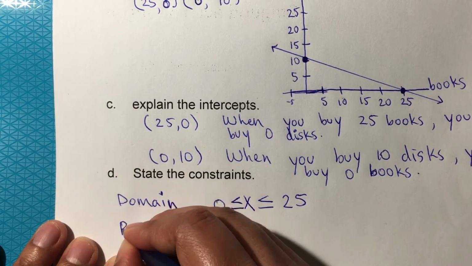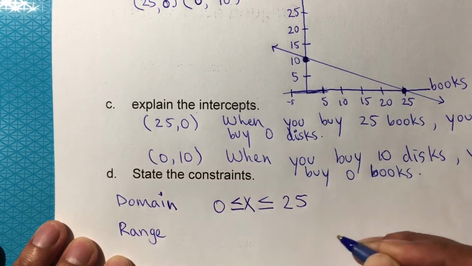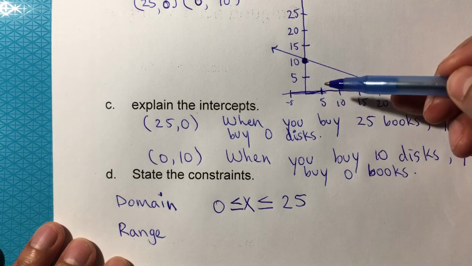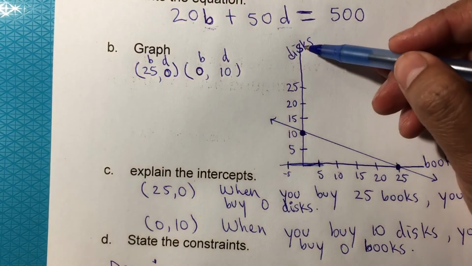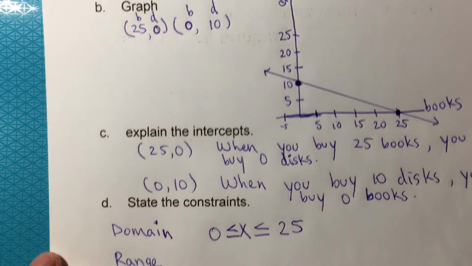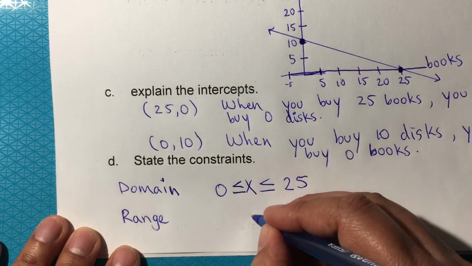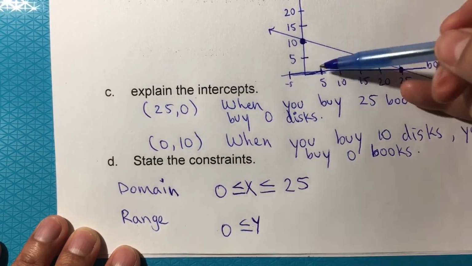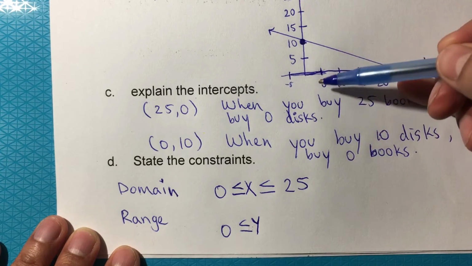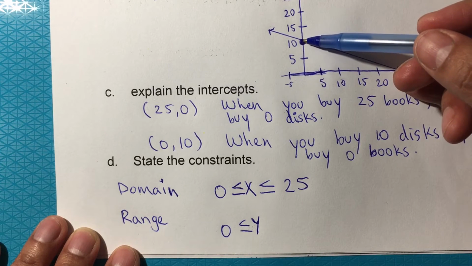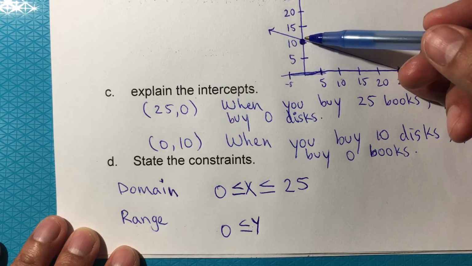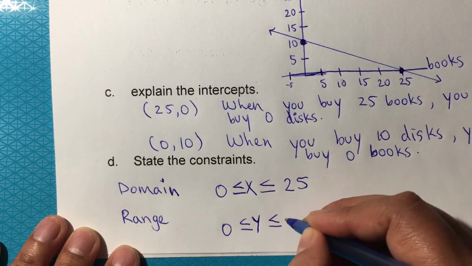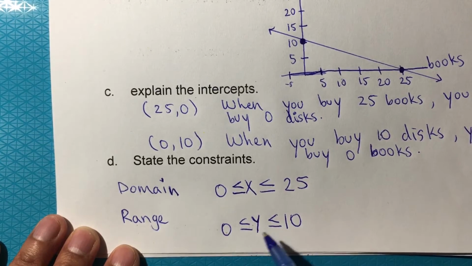For the range, the same thing. The range in this case is the number of discs that I can buy. So my y will be greater than or equal to 0, the same thing. You cannot have negative discs, but the maximum number of discs that I can buy is 10. So y is less than or equal to 10. So it's between 0 and 10.